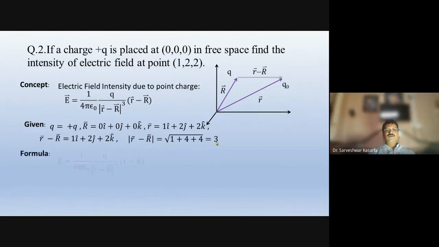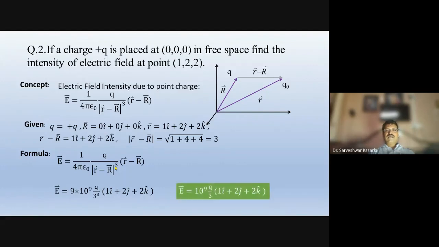The formula we are using is the same: intensity is equal to 1 upon 4 pi epsilon 0 into q upon |r − r'|³ into (r − r'). This is a vector quantity, therefore it is to be divided by the magnitude cubed. If you put the values, the answer will be 9 into 10 to the power 9 q upon 3 cubed into (i plus 2j plus 2k). So this is the answer.